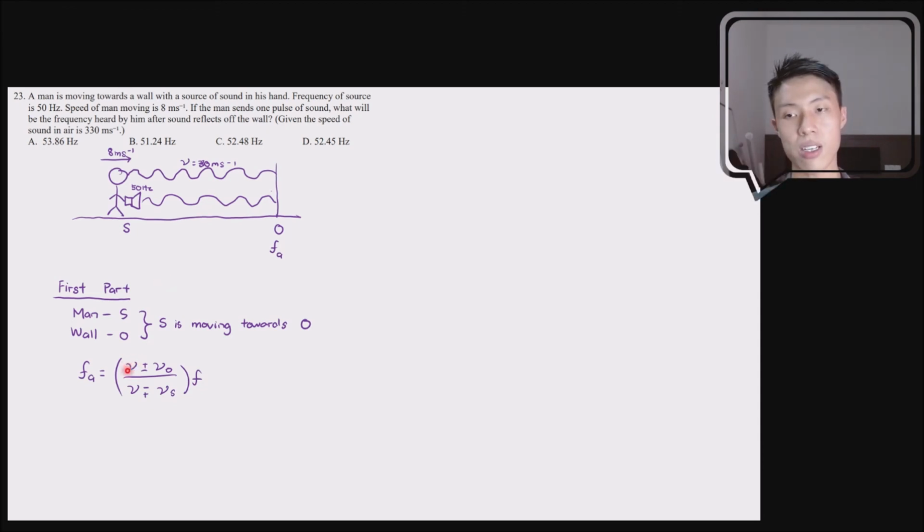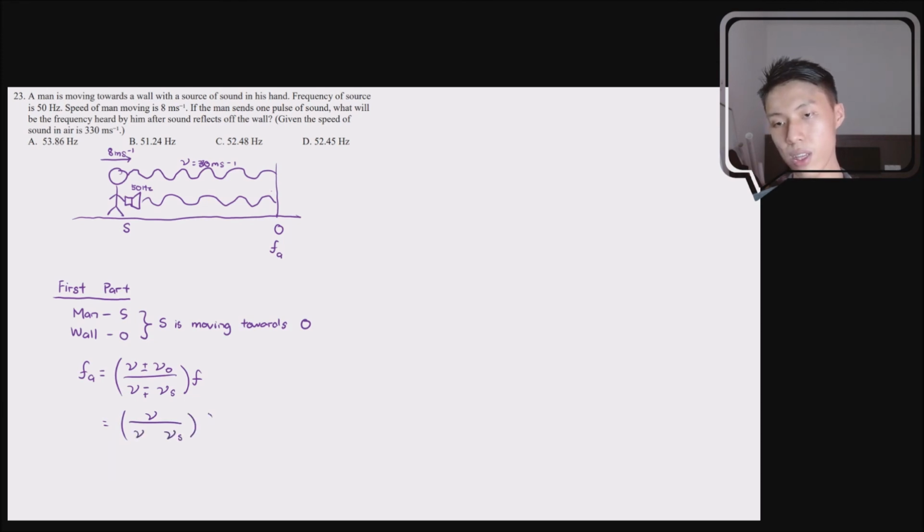This V here will be the speed of sound. This Vo here will be the speed of the observer. This Vs here will be the speed of the sound source. This f here will be the frequency of the sound produced by the sound source. So we know that for this case, our observer is stationary, so we can change Vo to become 0. So if we change it to 0, we can modify our equation to be V divided by (V ∓ Vs).